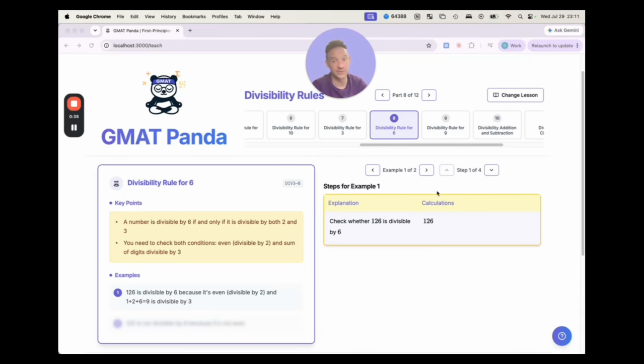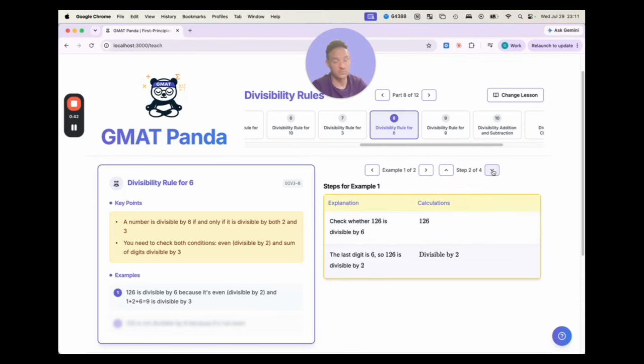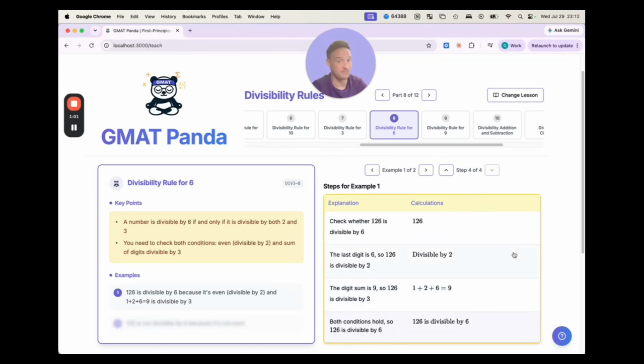So let's look at an example, 126. Well, we know it's divisible by 2 because it ends in a 6, and that's even. Is it divisible by 3? Well, we have to add up all the digits, 1 plus 2 plus 6, and that gives us 9. 9 is divisible by 3 because it's 3 times 3. Therefore, the whole number will be divisible by 3. And if it's divisible by 2 and by 3, it's going to be divisible by 6.